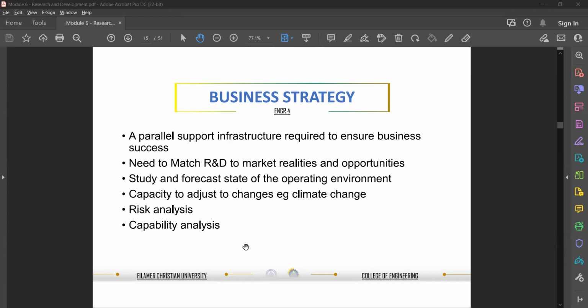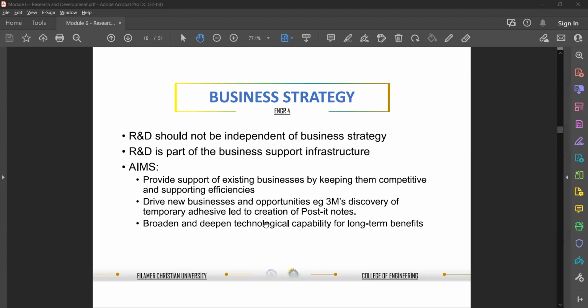So, it should be adaptable to changes. Then, of course, it's unavoidable: risk analysis and capability analysis. So you should also know your risks, and your own capability. Di ba, in research we have scope and limitations? That is under capability analysis. And of course, R&D should not be independent of business strategy. So it should be accompanied by something.